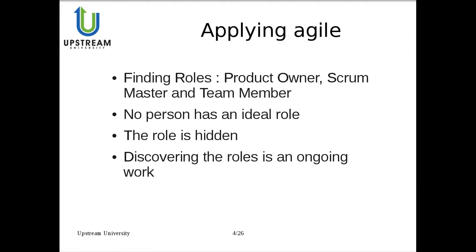So when we apply Agile, the idea is that you take all these principles and you apply them, as I just did, to free software, but you apply them to your context, and it's your understanding. And if someone else has another understanding, that's good, but it does not mean yours is wrong. So for the free software project, we have to find who is the product owner, who is the Scrum Master, who is the team member, when they are not declared.